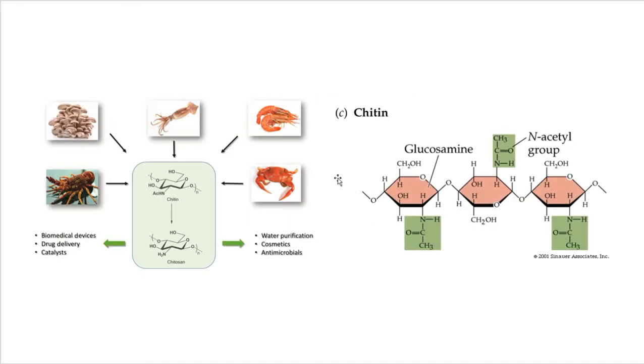Another type of polysaccharide is chitin, that is in the exoskeleton of certain animals. They are very important because they are used for several medical devices, drug delivery, and catalysis. As you can see, chitin is made of units of glucosamine that we have seen before, where one side of the chain has a nitrogen group.